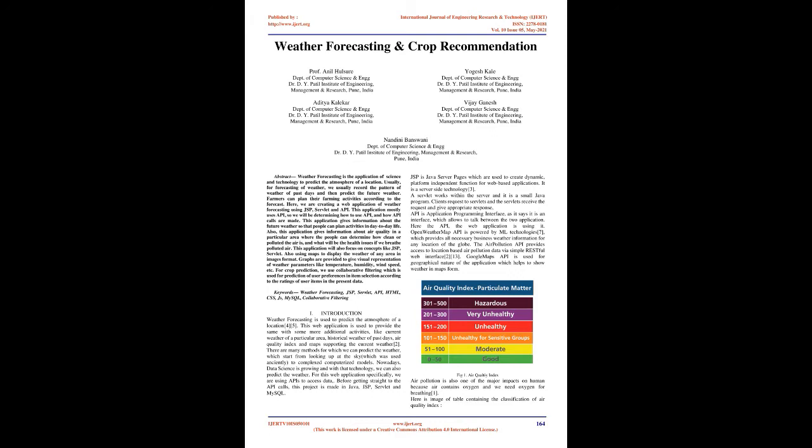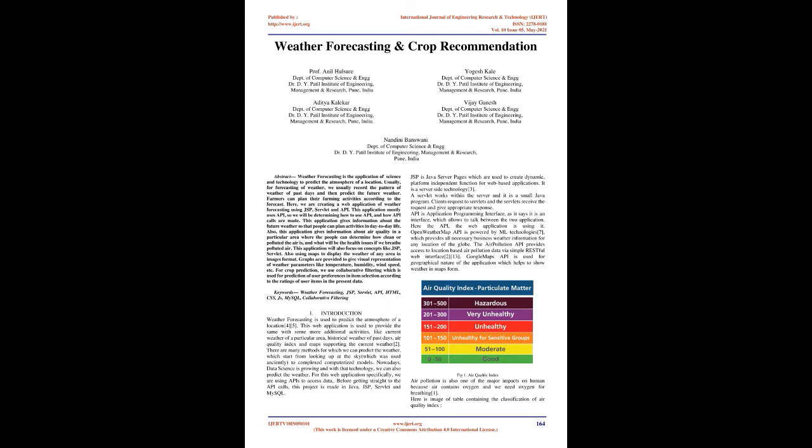Open Weather Map API is powered by ML technologies, which provides all necessary business weather information for any location of the globe. The Air Pollution API provides access to location-based air pollution data via a simple RESTful web interface. Google Maps API is used for the geographical nature of the application, which helps to show weather in map form. Spare the Air, Air Quality Index, AQI. Air pollution is also one of the major impacts on humans, because air contains oxygen and we need oxygen for breathing. Here is an image of a table containing the classification of air quality index.